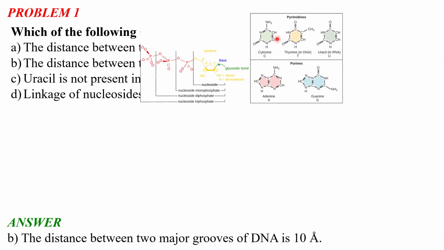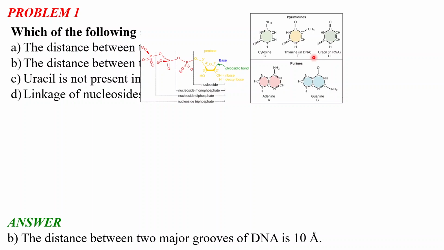Now, what is the base? There are 5 total bases present in DNA and RNA. The bases are of two types. One is the pyrimidine bases. Pyrimidine is a 6-member ring which has nitrogen in the 1 and 3 positions. This is cytosine, this is thymine, and this is uracil. So three pyrimidine bases are present in DNA and RNA. In DNA there is cytosine and thymine, and in RNA there is cytosine and uracil. Thymine is not present in RNA and uracil is not present in DNA.